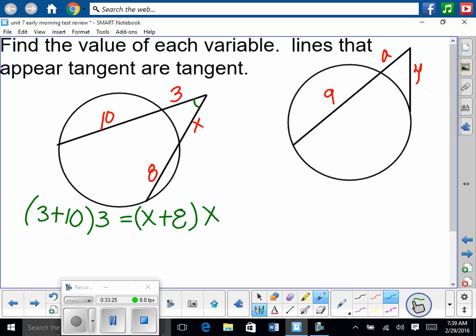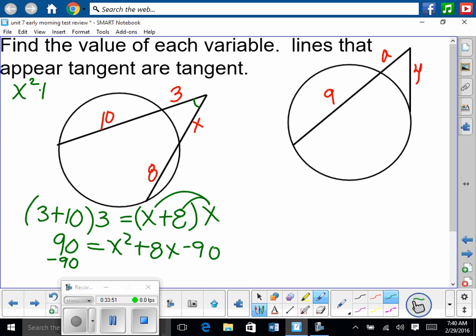So let's multiply this out here. 30 times 3 is 90. So we have 90 is equal to, and then we have to distribute x in. So we have x squared plus 8x. Now I'm solving for x. Once again, this one's a quadratic. We have to make sure it's set equal to 0. So we subtract 90 from both sides of the equation. We have x squared plus 8x minus 90 is equal to 0.